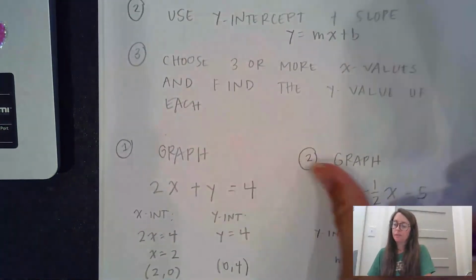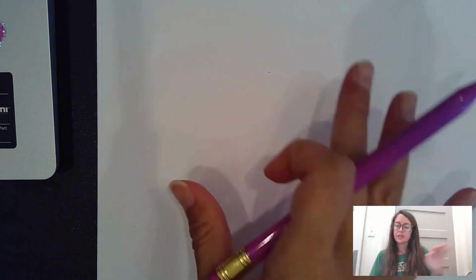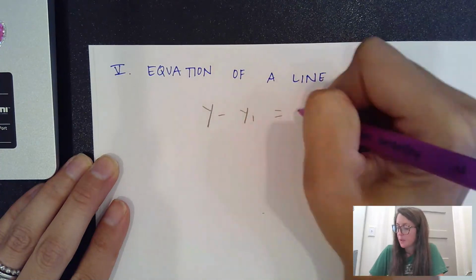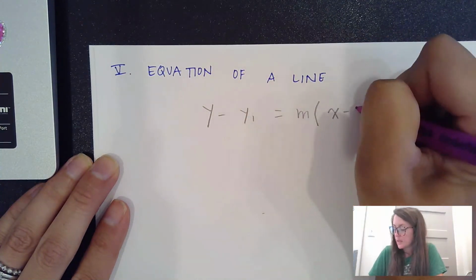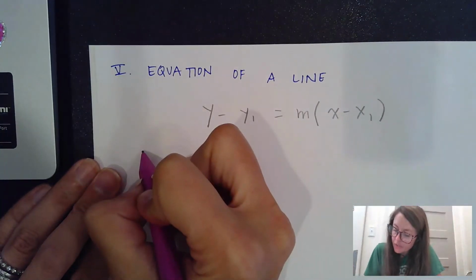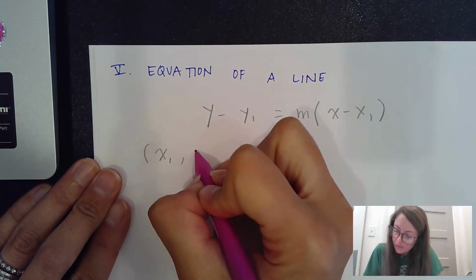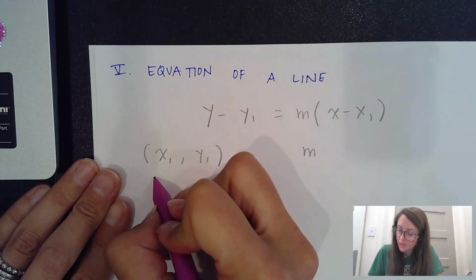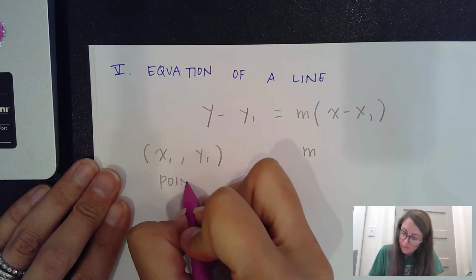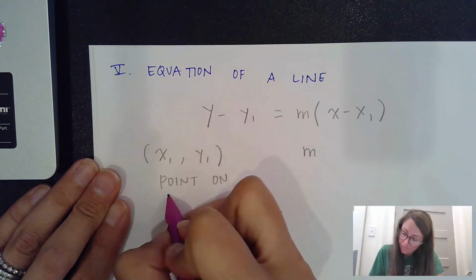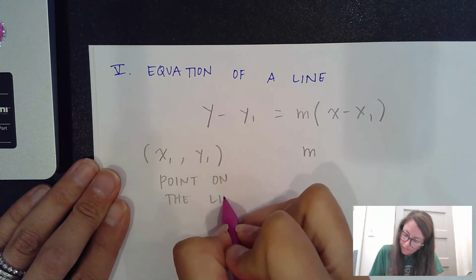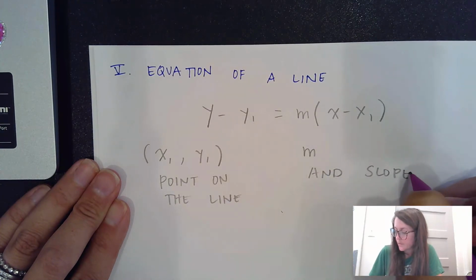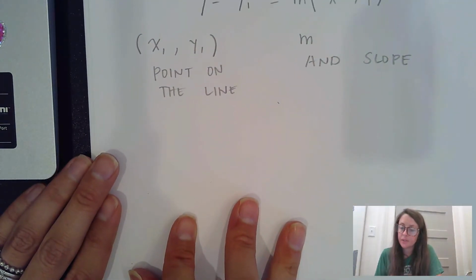All right. So the other thing that we can do is find an equation of a line. To find an equation of a line, we need to know this formula: y minus y1 is equal to m times x minus x1. So you need to know a point that lies on your line, and you need to know the slope of your line. Those are the 2 things you need to know to find an equation of a line: a point on the line and the slope.